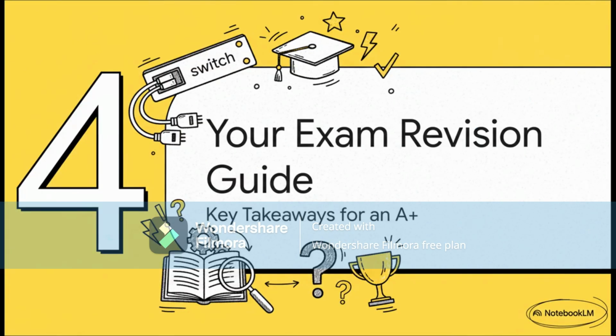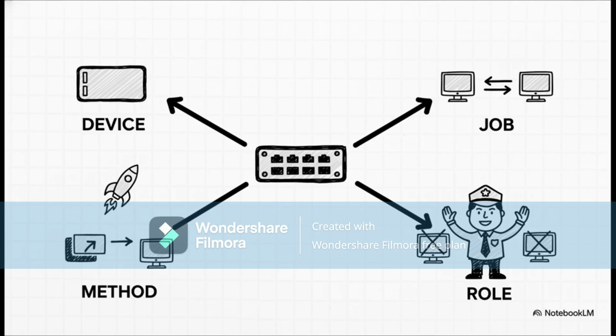Okay, deep breath. We've covered the what, the how, and the why. So now let's boil it all down to the absolute most important points you need to lock in your brain for that A+. This is your final revision guide. Let's run through these key points one more time. First, remember it's a physical device, a piece of hardware. Its job is to join computers together so they can share info.